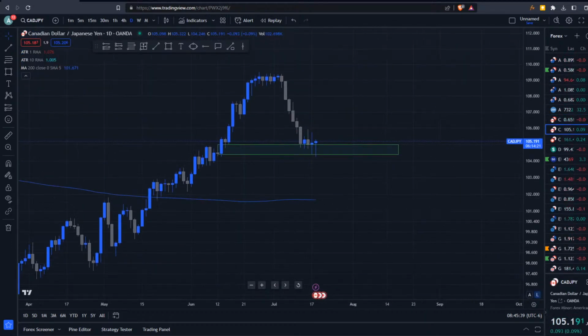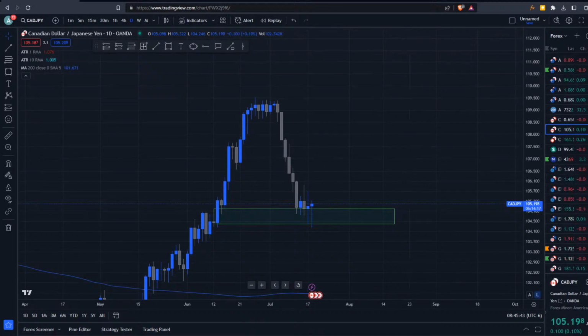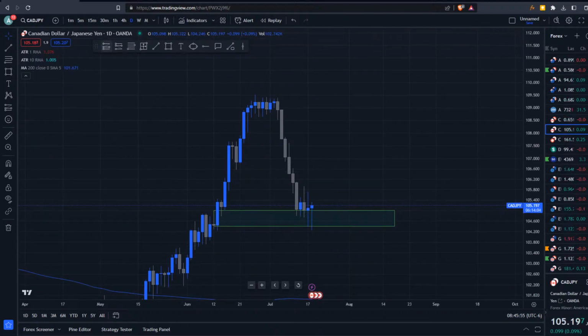Now we have CAD Yen. So the CAD pairs, the CAD crosses do seem to be rejecting. So the CAD was very, very weak and tanked against the yen, against the Swiss, but now it seems to be finding its area of support and will most likely make its way back up.